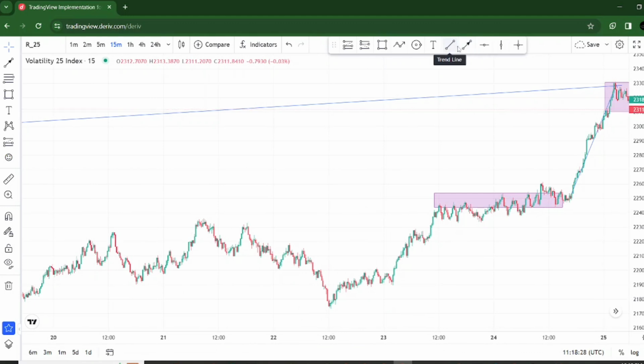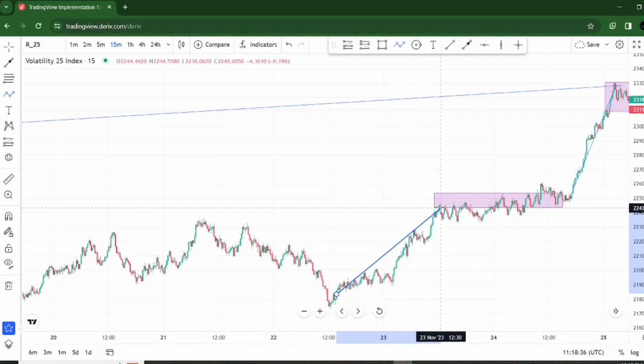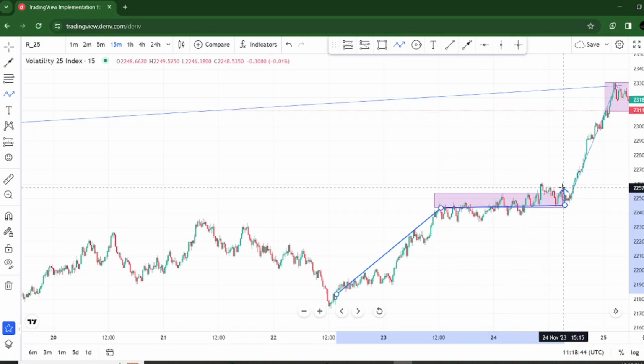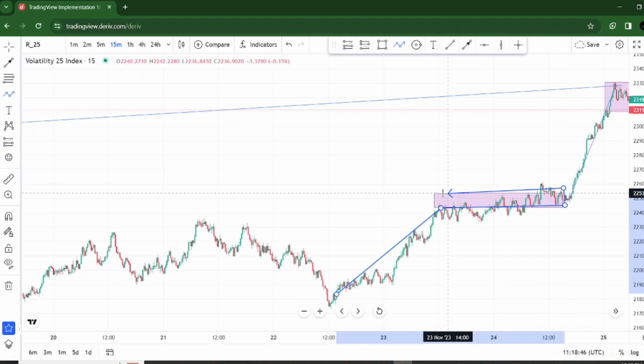Okay, this was a bullish move, a bullish flag that led to that bullish move. Now you have something like this.